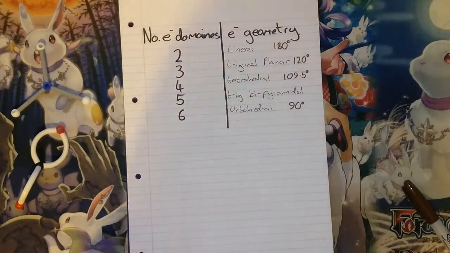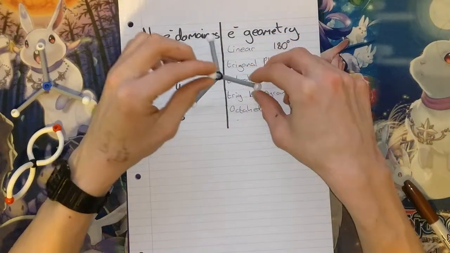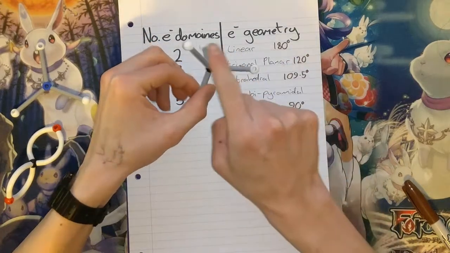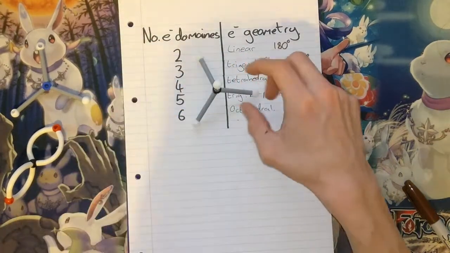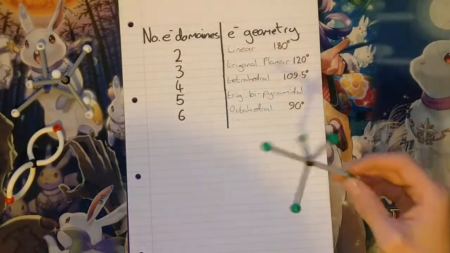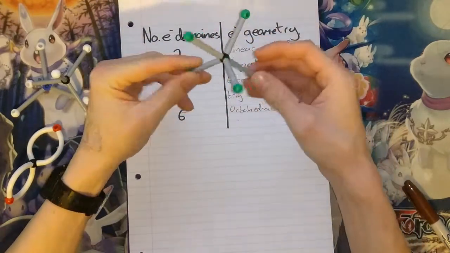Now, moving up to 4, we have tetrahedral. As you can see, everything is as far away from each other as it can possibly be. If you had to measure these angles here, you'd have 109.5 degrees. Now, what if we have something like phosphorus pentachloride, say, which has 5 around it.